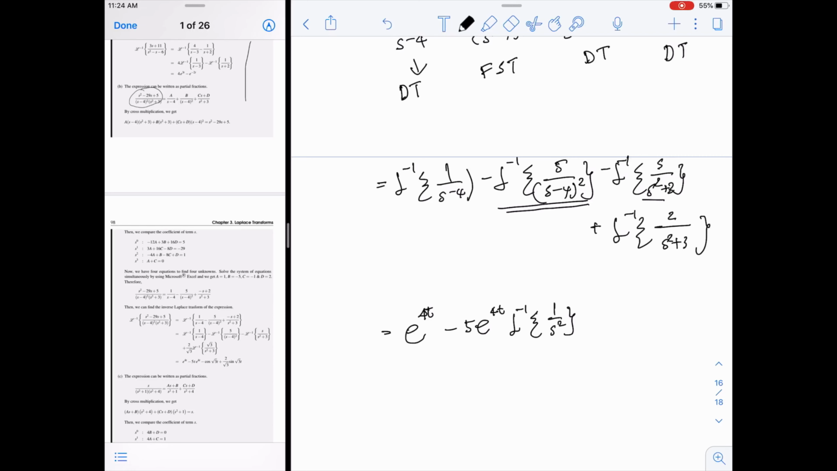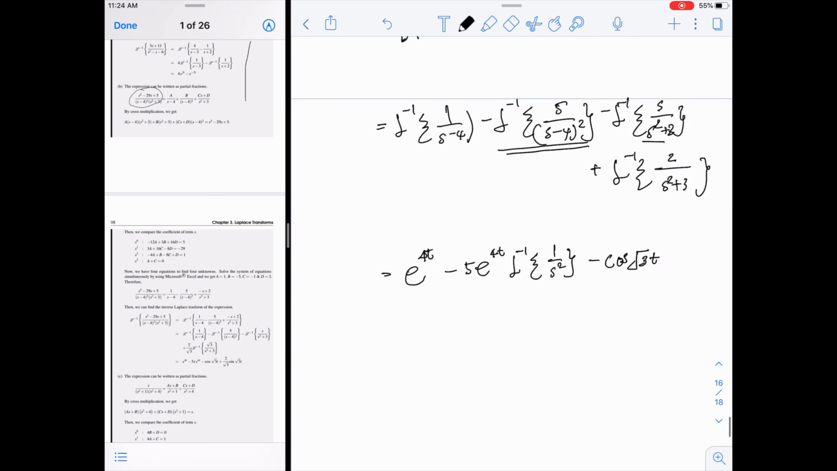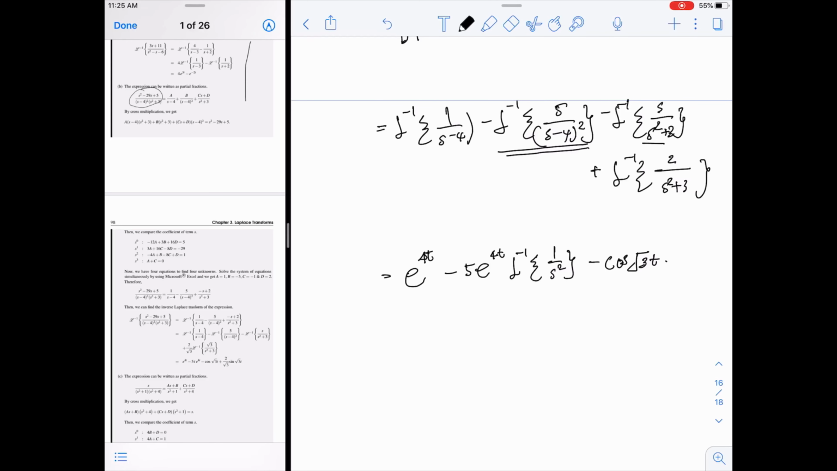For the next one over here, you will get directly from the table: since it is a plus, you will get cos, and your a now is 3, so cos 3t. Also for this one you will get a sine, plus 2 sine 3t. You need to remember that when you have sine 3t, you need to have the 3 over here.